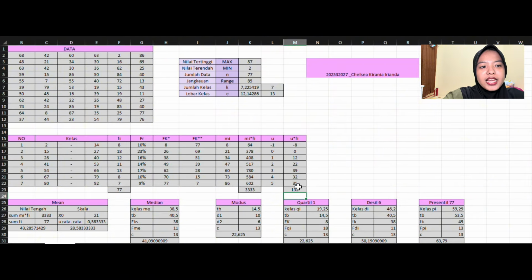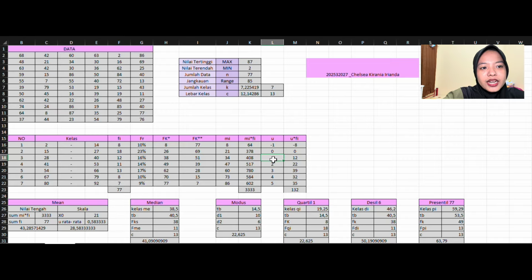After that, I created the code value column. In this step, I determined the class with the highest frequency as the reference point and assigned the coded value of 0 to that class. The values above it were given negative codes, while the values below it were given positive codes sequentially.